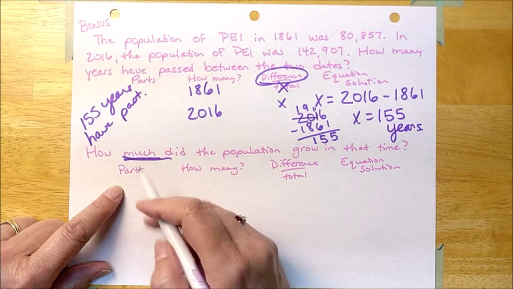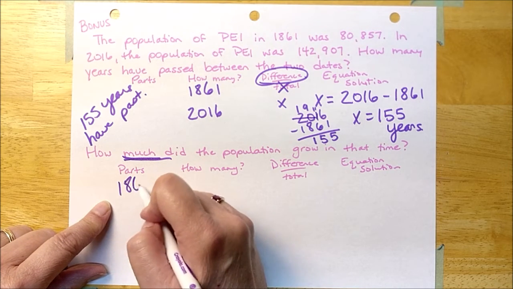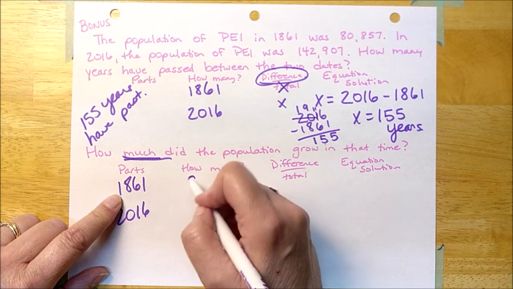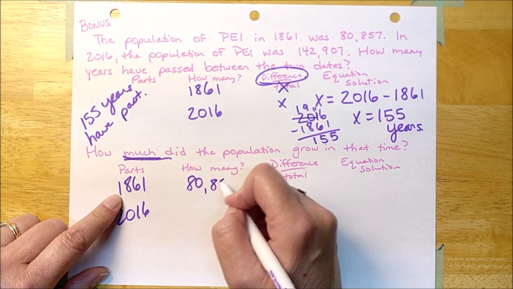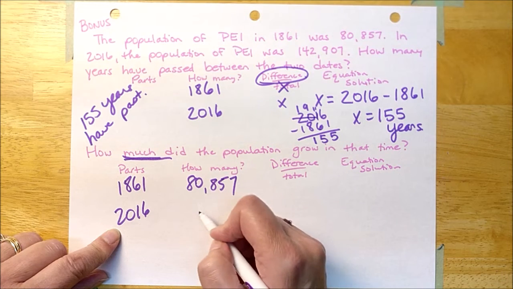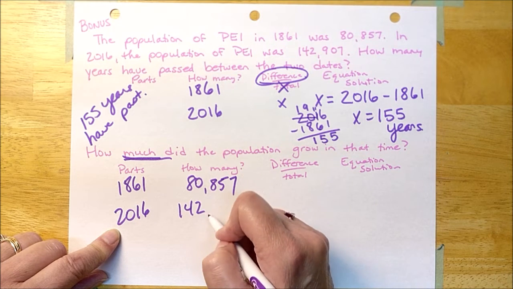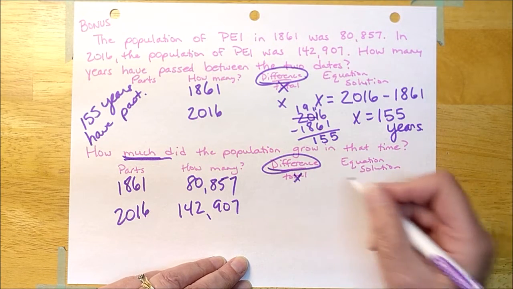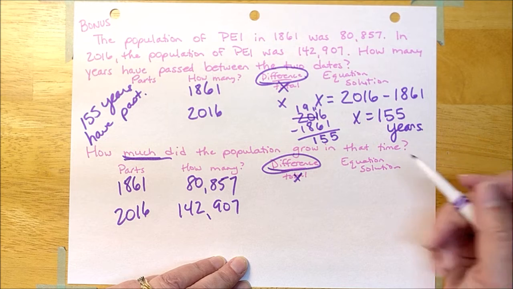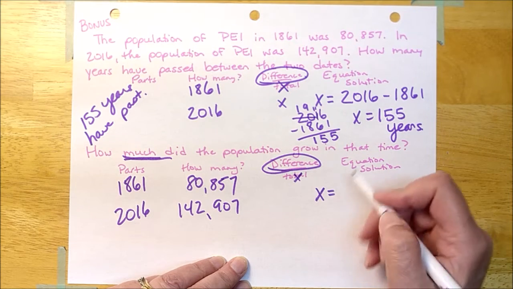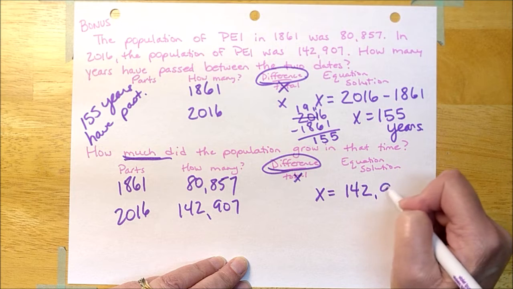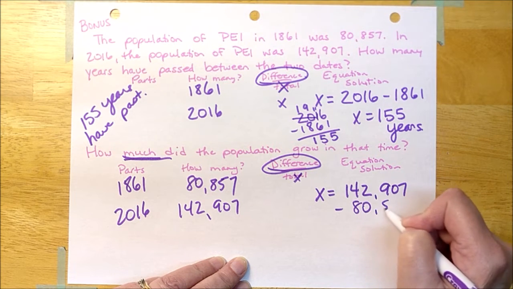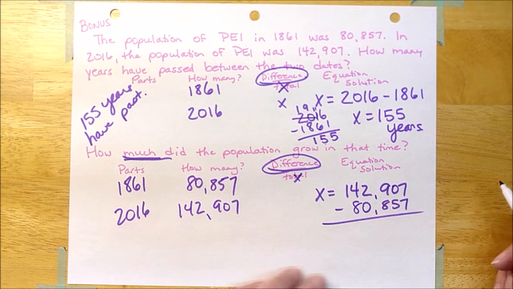Okay, so my parts are the 1861 and the 2016. In 1861, I had a number of 80,857, and this year I had a number of 142,907. So I need to know the difference, and because I'm looking for the difference, that means I have to subtract. So I'm just going to start right away by putting these two on top of each other, because I know I'm going to have to do that anyway.